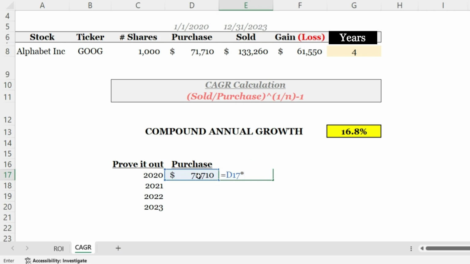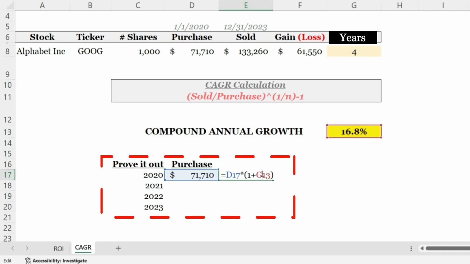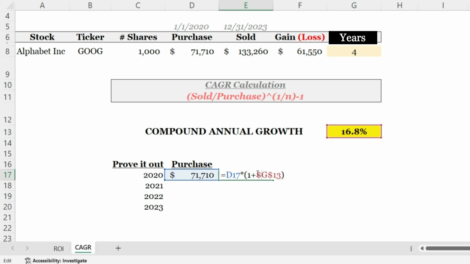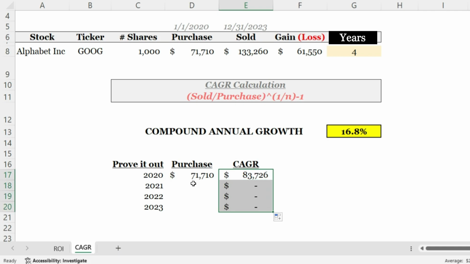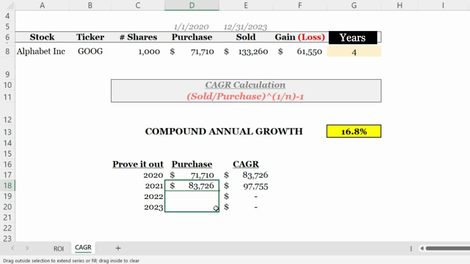So let's go ahead and prove this out so you can see that this formula works. So I'm going to take my purchase price times 1 plus my compound annual growth rate. You add the 1 in there so you have the purchase price carry forward into the calculation. Now, then I'm just going to continue. I'm going to grab for 2021 my ending value, multiply it by the same scenario, and just carry it through year 3 and year 4.